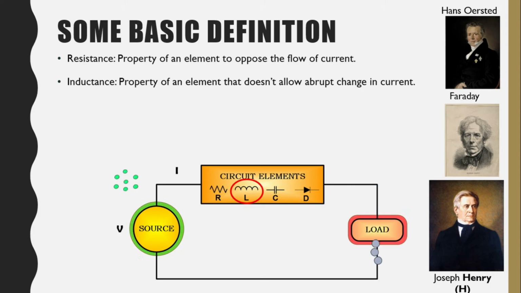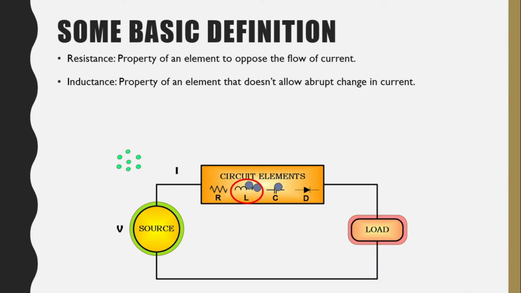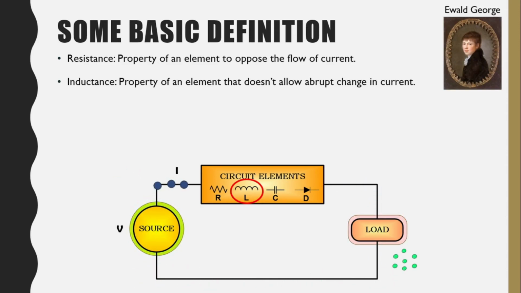So inductance can be defined as the property of an element that doesn't allow abrupt change in current, which means that if there is a change in the source, there is no sudden change in current. There will be a certain time taken by the inductor to change the current value from one value to another.